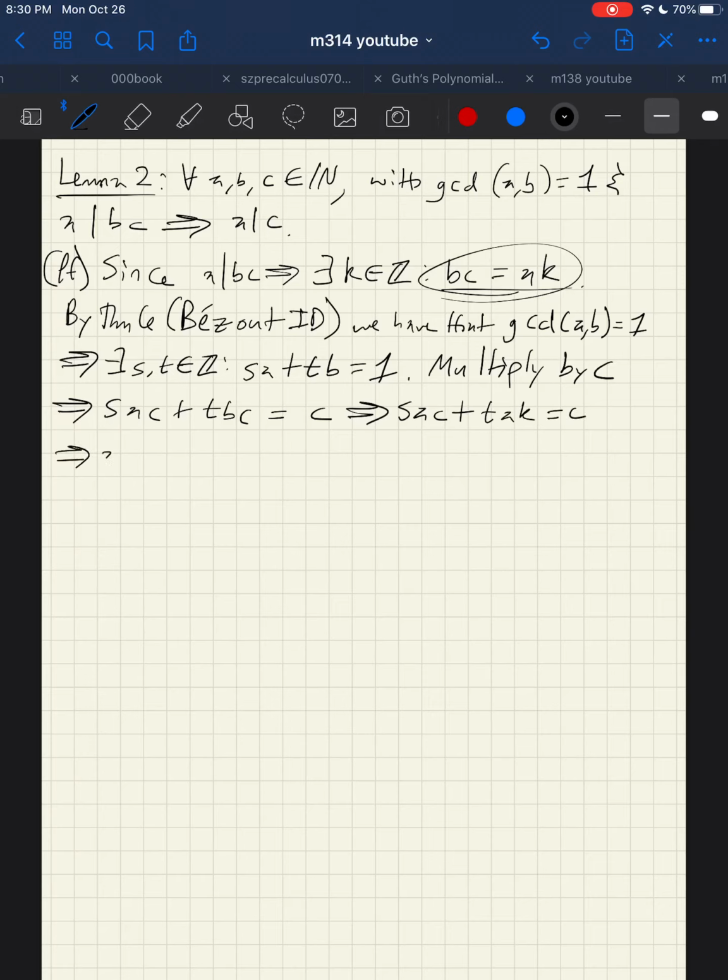But look what I can do. I can factor an a out, and I get a times (sc plus tk) equals c. But this is an integer, which means that I can write c as a times an integer. And if I can write c as a times an integer, that means a divides c as claimed. And that's the end of the proof.